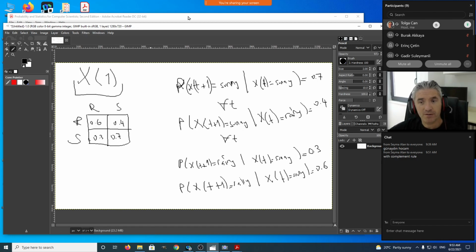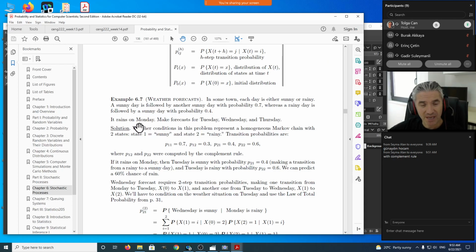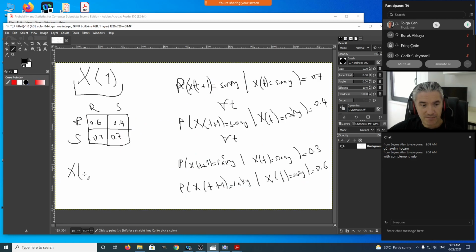Let's see what the example is asking us about. It rains on Monday. Make a forecast for Tuesday, Wednesday, and Thursday. Now, the first day here is fixed. Let's call these Monday, Tuesday, Wednesday, and Thursday 1, 2, 3, 4. So we know that at t equal to 1, x1 is rainy. Okay, this is known. Now, what about x2? By just looking at this, you immediately can say that Tuesday is going to be 60% rainy, 40% sunny. Okay, but the interesting thing is going to happen at x3. What about x3?